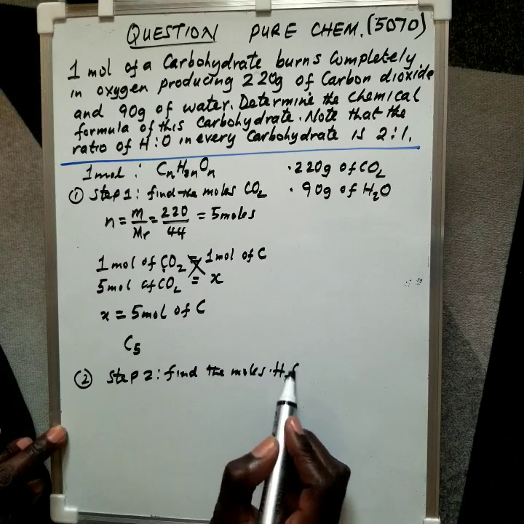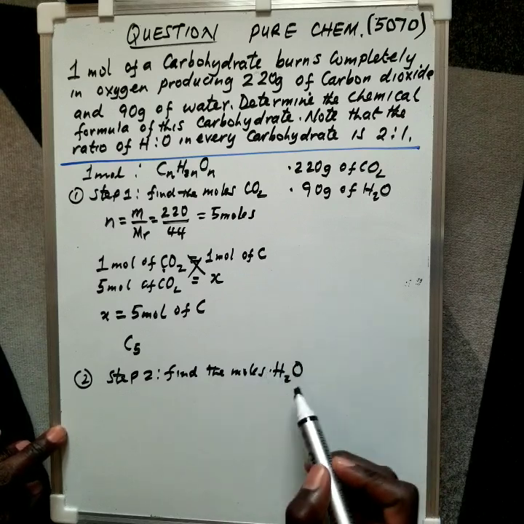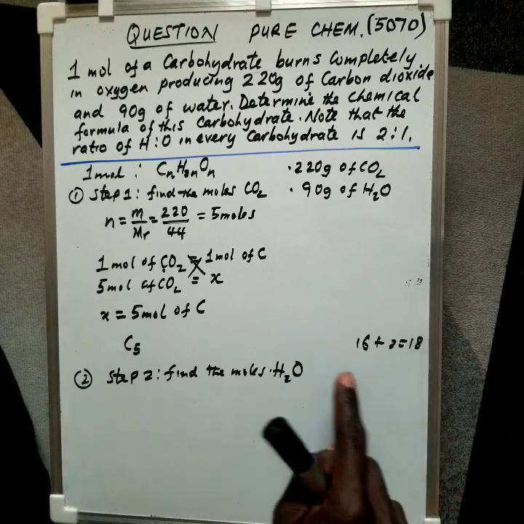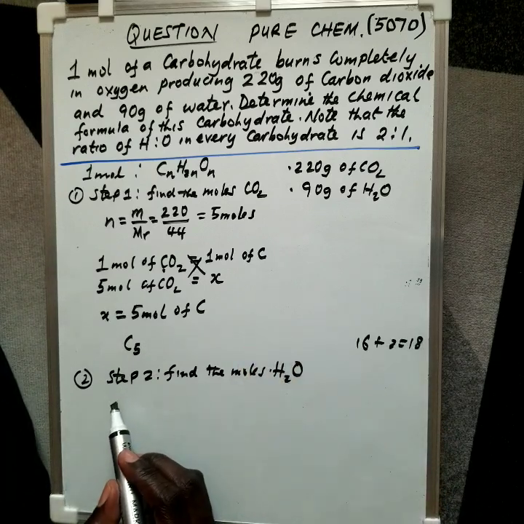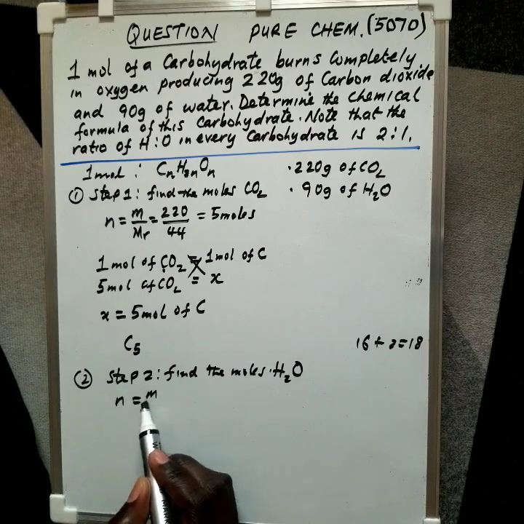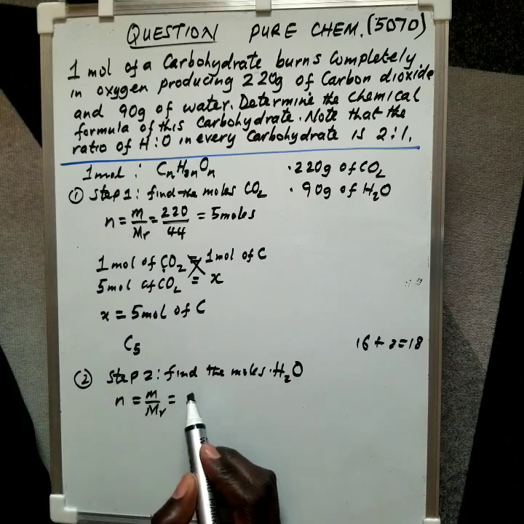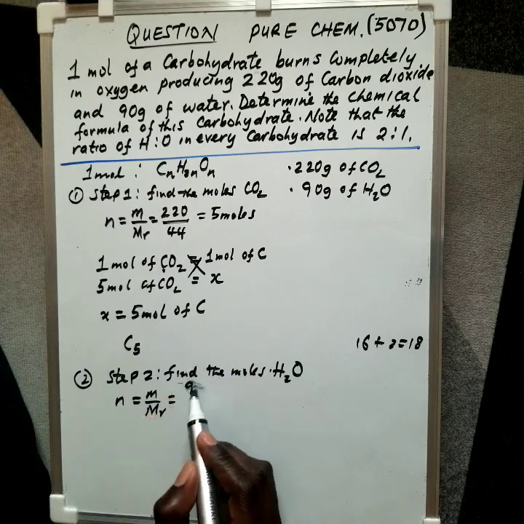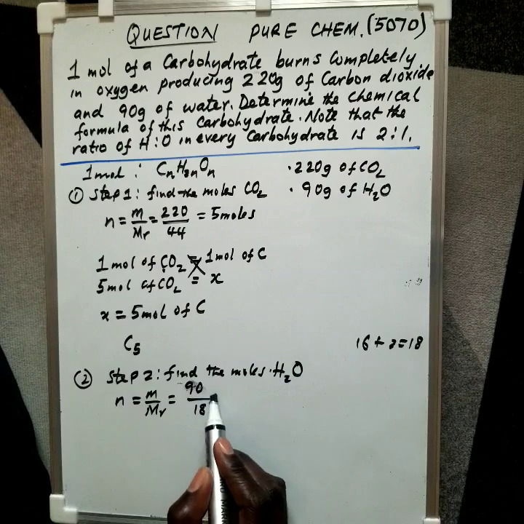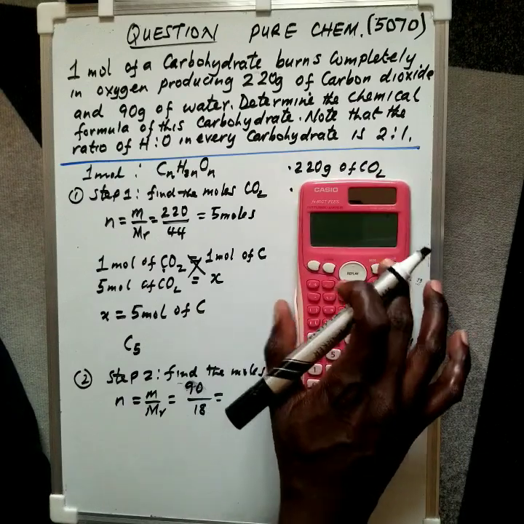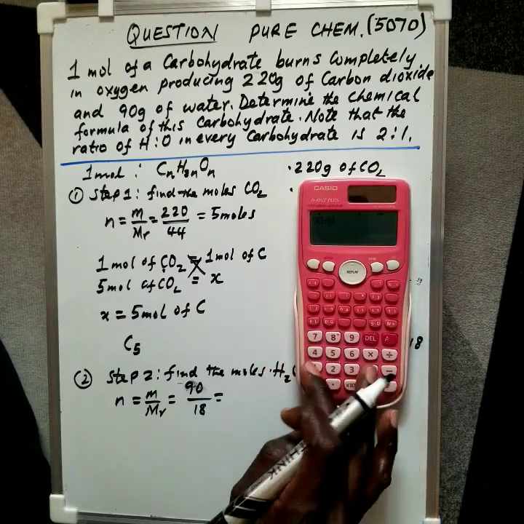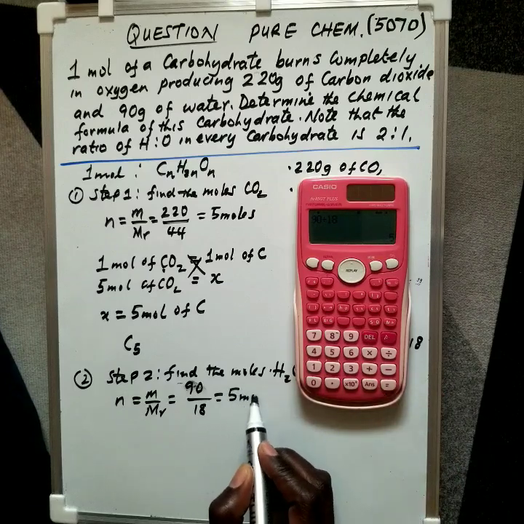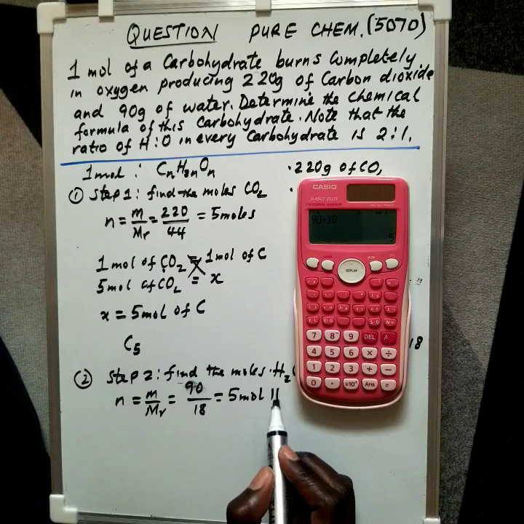In step number 2, you need to find the moles of H2O. Remember, the molar mass of H2O: oxygen is 16 plus 2 atoms of hydrogen, so the molar mass of water is 18. Therefore, number of moles is equal to mass over molar mass. The mass that was produced is 90, and you divide that by 18. 90 divided by 18 gives us 5 moles of H2O.